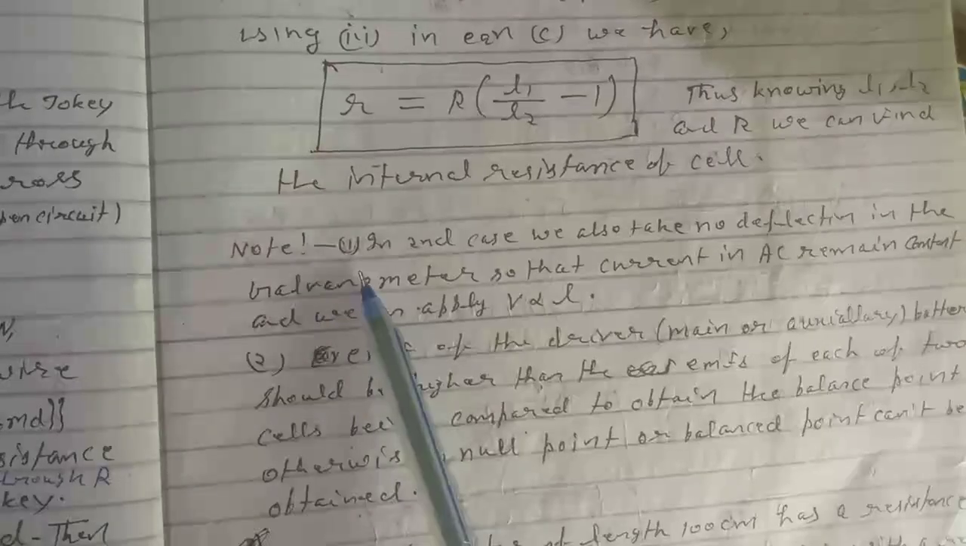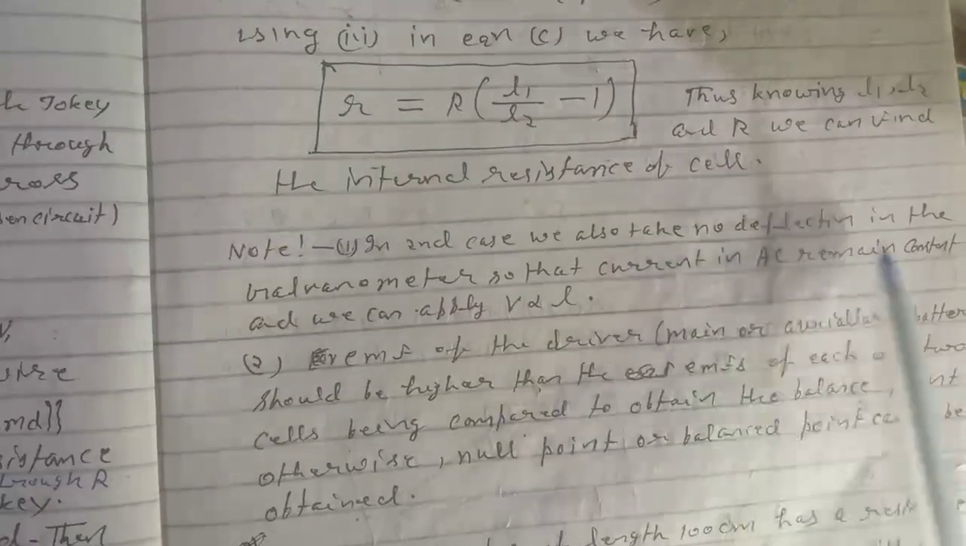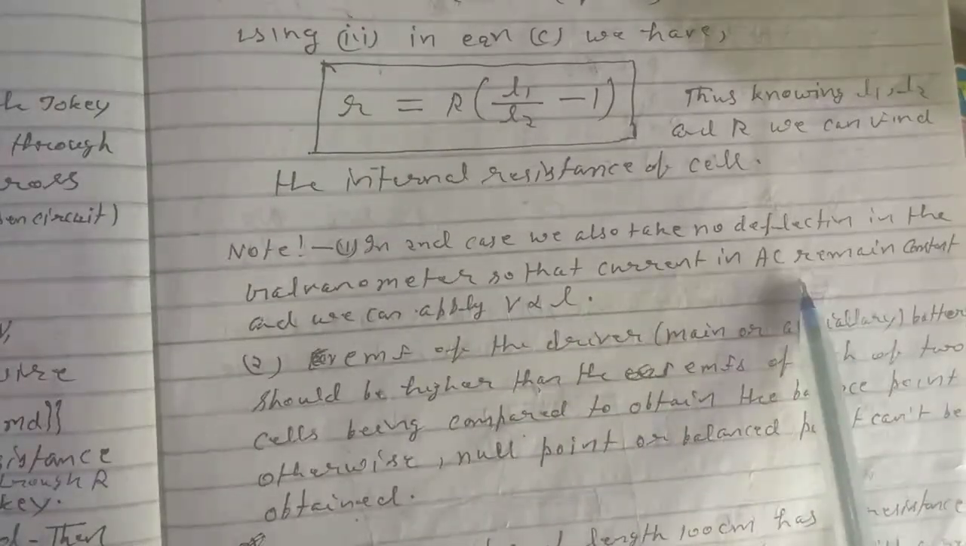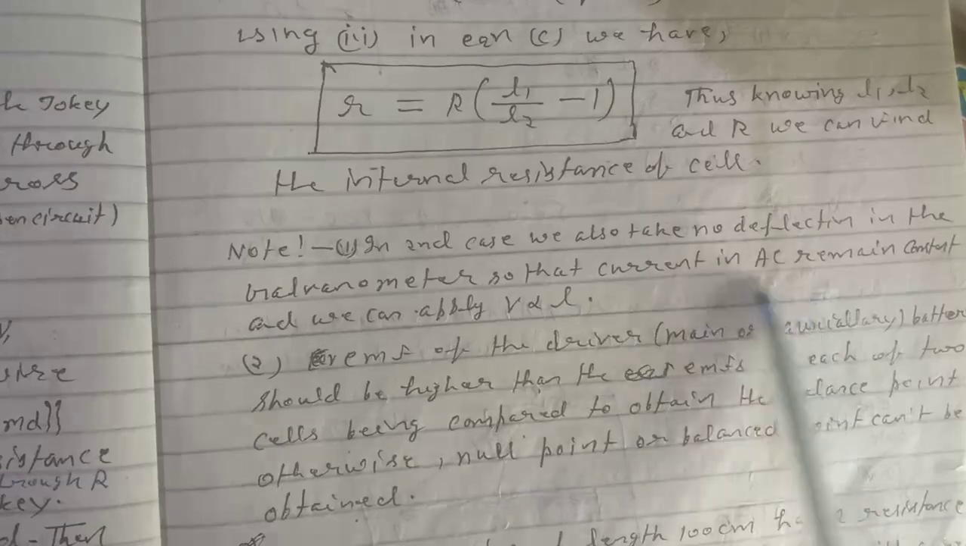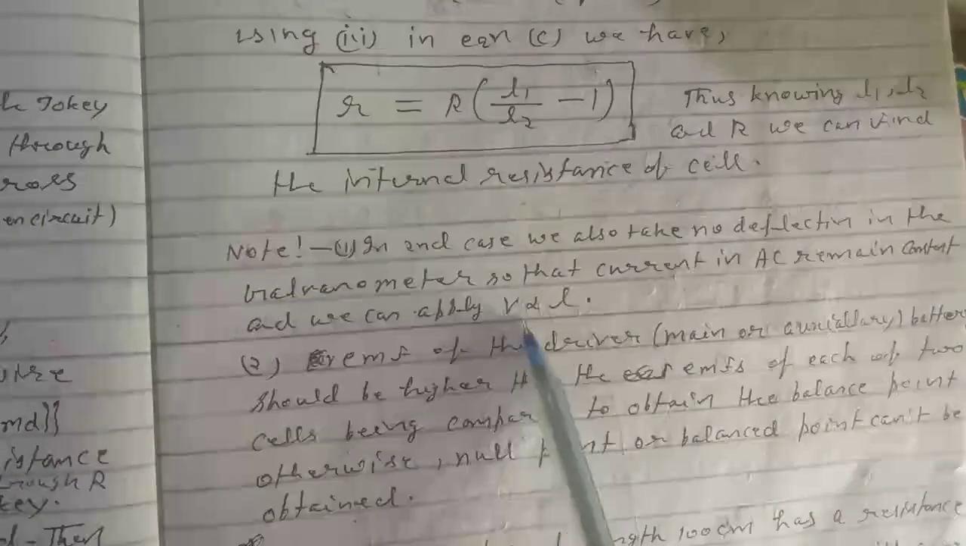Note, in the second case, we also take no deflection in the galvanometer, so the current in wire AC, from A to C, remains constant, and we can apply V proportional to L.